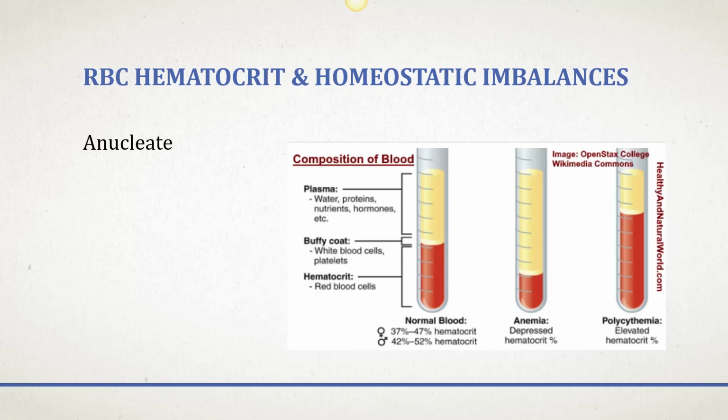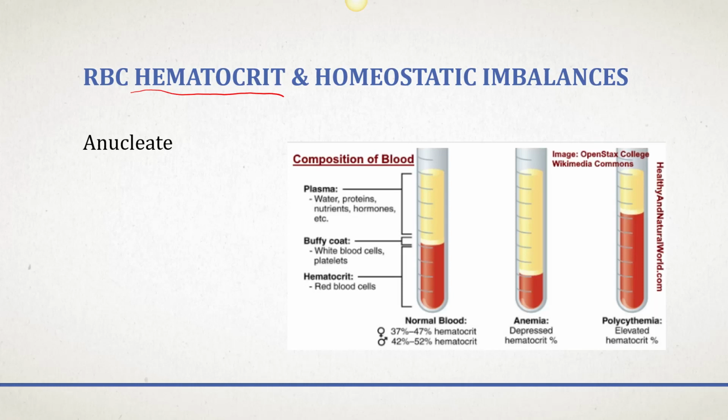So the hematocrit. A hematocrit is the determination of the percentage of the blood that contains red blood cells. So a normal blood hematocrit for a female is 37 to 47%, while a normal blood hematocrit for a male is 42% to 52%. So the hematocrit is higher in men than in women.